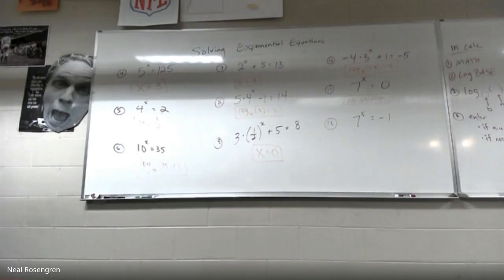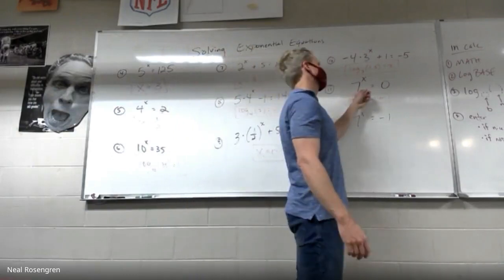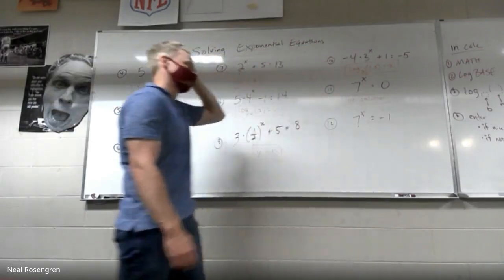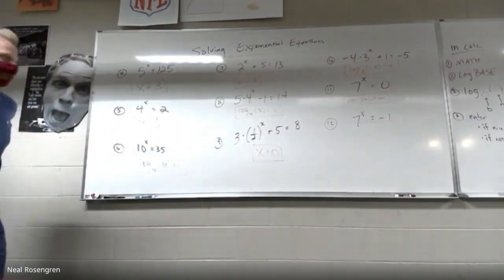Remember, you have a horizontal asymptote, right? A line that a graph approaches but never reaches. This is exponential. We're never going to get there. No matter how many times I do this, 1 over 7 times 1 over 7 times 1 over 7 with the negative exponent, never getting there. Get really close, but never getting there.